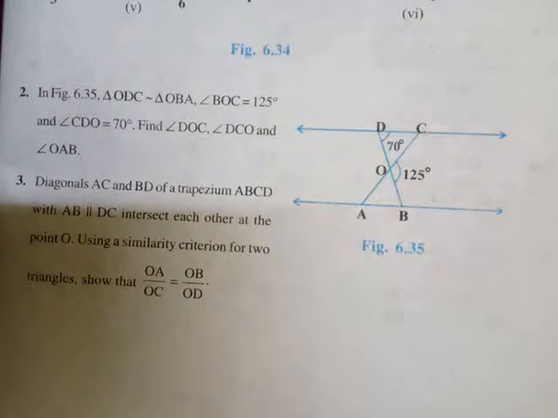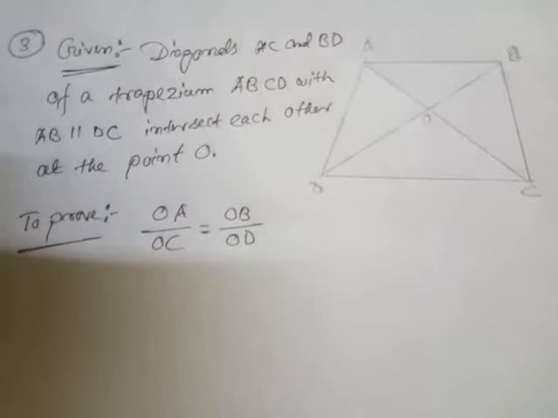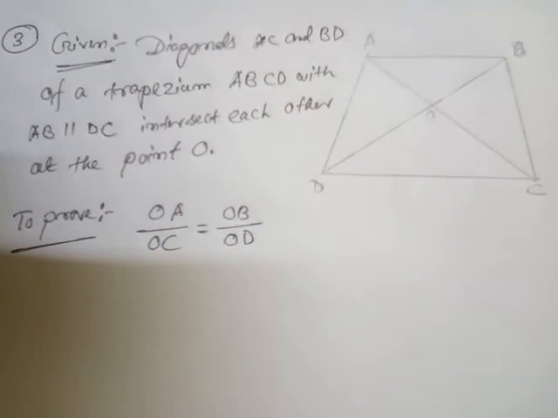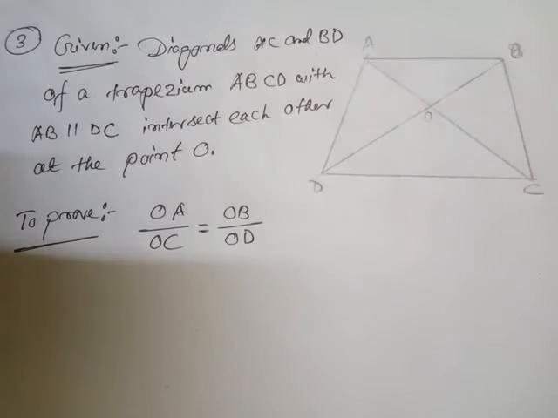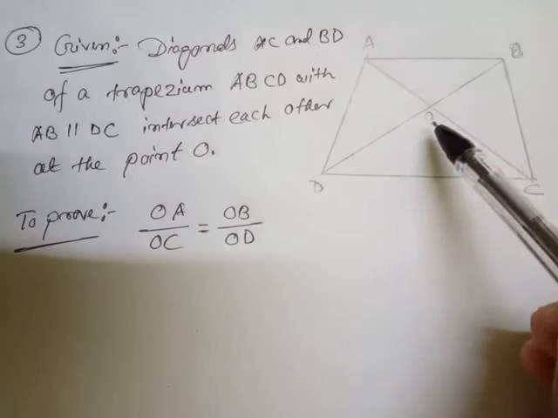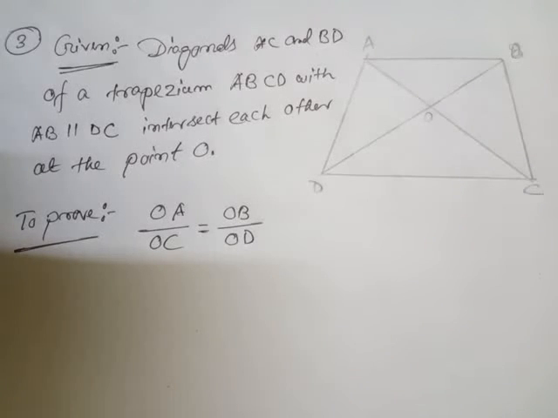Question number 3. Look student, the diagram is like this only, and the given part I have written from the main book. Diagonals AC and BD of the trapezium ABCD with AB parallel to CD intersect each other at the point O. To prove OA by OC equals OB by OD, we have to prove this one. So the given and to prove portion I have written from the main book. Now we will start the proof here.